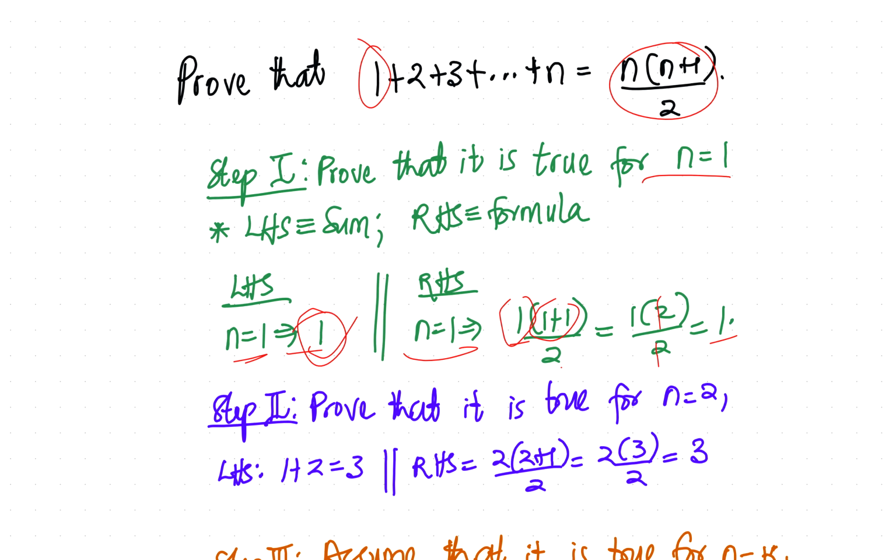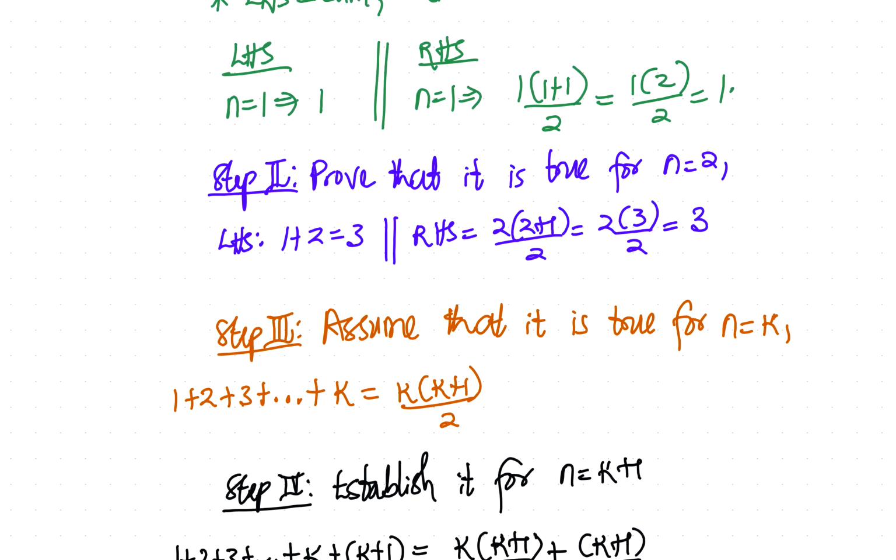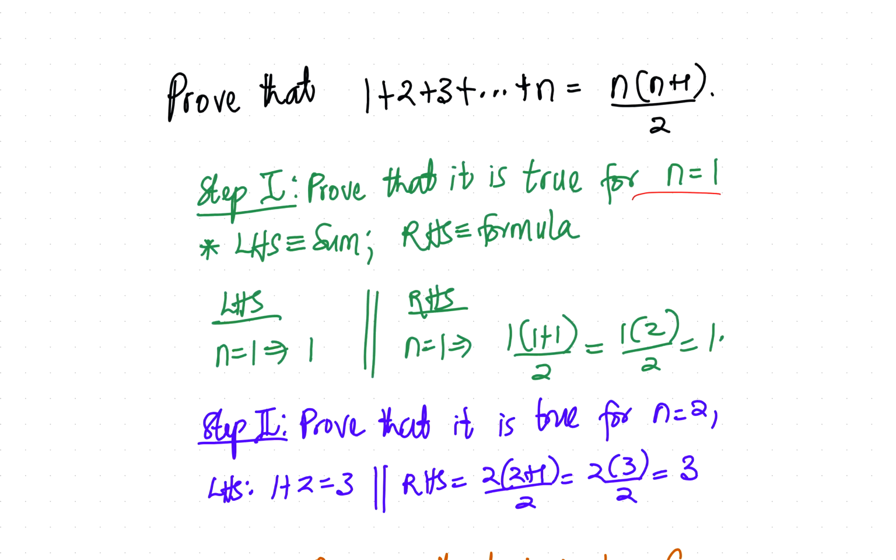So you go to the second step, where you prove that it is true for n equals 2. For n equals 2, you take the first two, 1 plus 2, because the left-hand side is a sum. Left-hand side, 1 plus 2 equals 3. Right-hand side, you put 2 into the expression, so you have 2 into 2 plus 1 divided by 2. 2 plus 1 is 3, divided by 2. 2 cancels 2, and what you have left is 3. So for the sum side, you get 3, and for the formula side, you also get 3. So it means it is true for n equals 2.